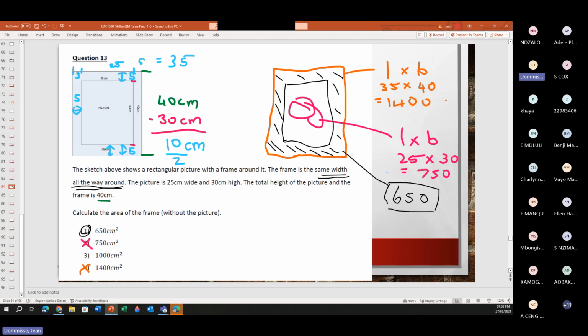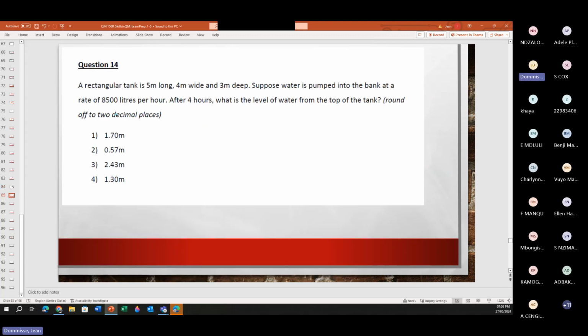Okay, so let's look at the next one. A rectangular tank. Now again, I need to get my English right. Long, width, deep. Okay, so we will probably have something like that.